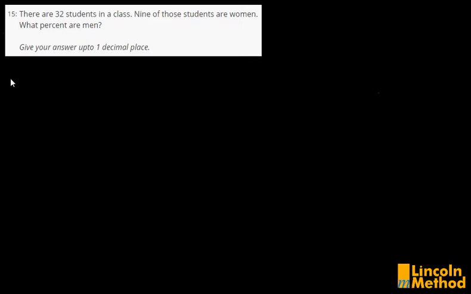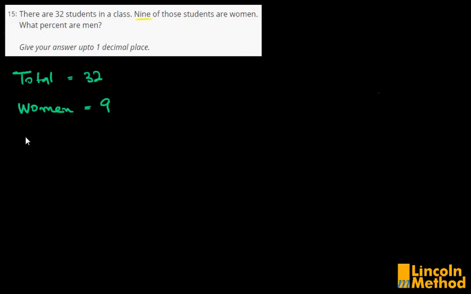So in a class of 32 students in total, 9 are women. So the number of women in the class is 9. We're supposed to find the percentage of men in the class. Now we haven't been told what percentage this amount constitutes for, but we have been told that out of the 32 students in the class, 9 are women.